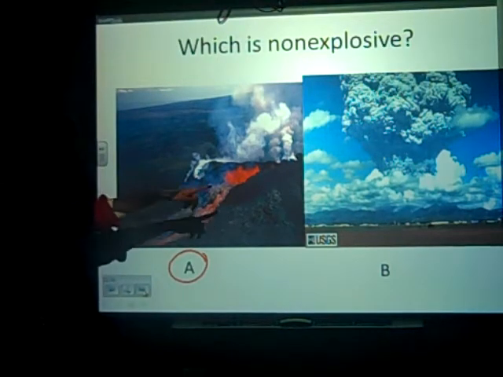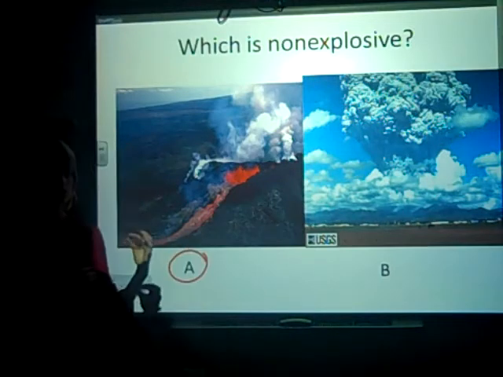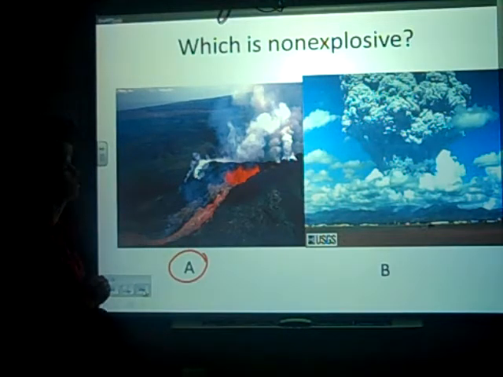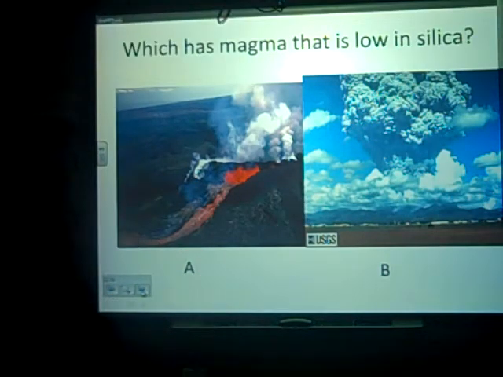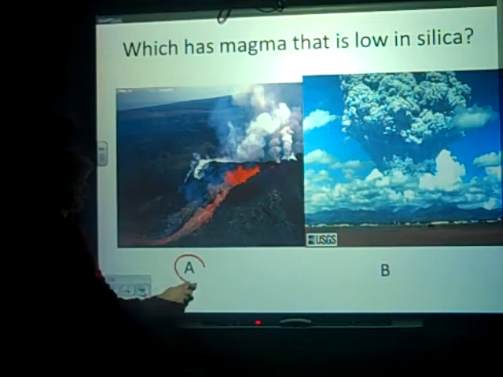Over here you see volcanic ash, which is a type of pyroclastic material. Probably there are little chunks of rock being thrown out also, instead of just pulverized slivers of rock. This is our non-explosive. Okay, now, if I say this is our non-explosive, which one of these 2 would have magma inside that's low in silica? Low in silica, your answer would be A.